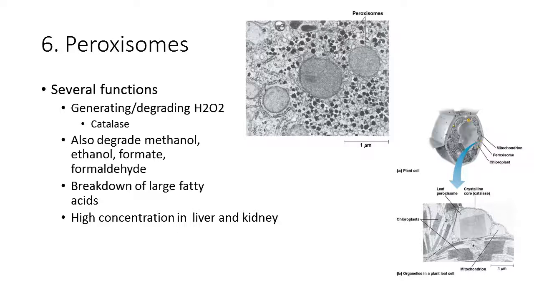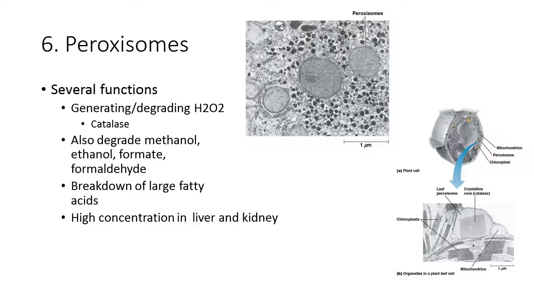It can also degrade things like methanol, ethanol, so any alcohols, formate, formaldehyde. All these things, again, byproducts of processes that go on in your cell and waste products that your cell needs to get rid of. Your peroxisome is going to be involved in doing that.